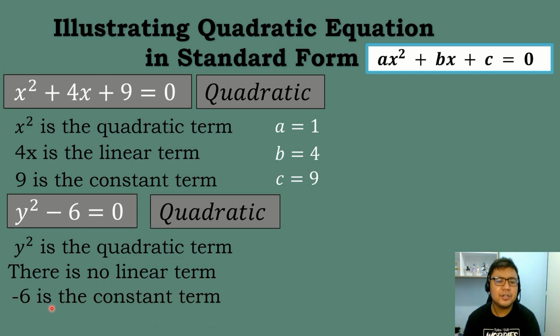Then sa ating constant term, ito yung term na walang kasamang variable, so negative 6 will be the constant term. Pag i-identify na natin yung kanilang mga numerical coefficient, A will be equal to 1, then B will be equal to 0 kasi nga walang linear term na y, and then C will be equal to negative 6.